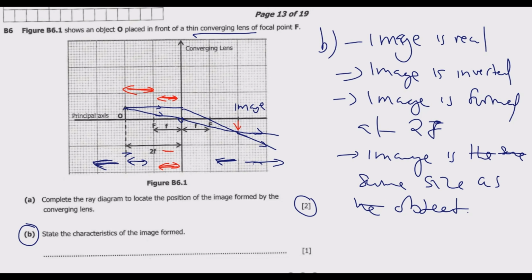So these are the key characteristics of the image formed. In case we came across a question that would ask you about the application, this is the case where you are using a photocopying machine. You input an A4 paper to photocopy, and it gives you an A4 paper of the same quality, the same size. So this is where this application works.